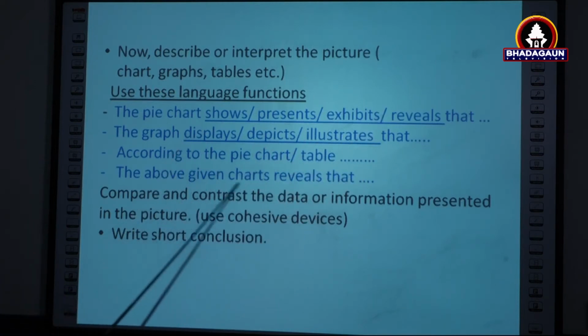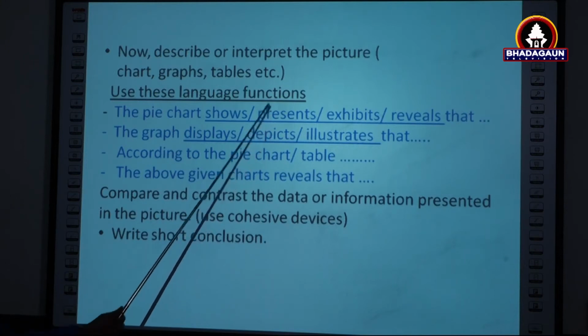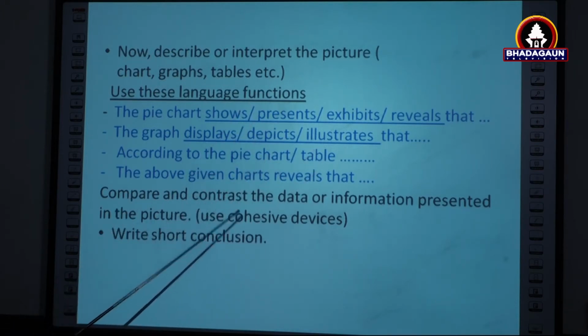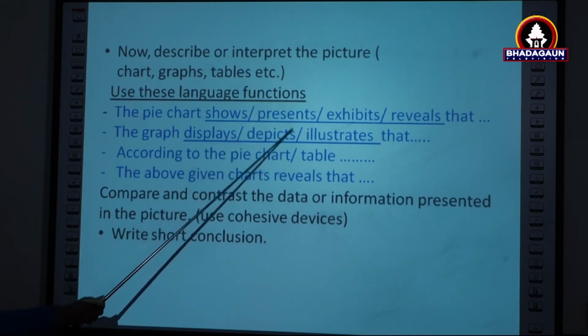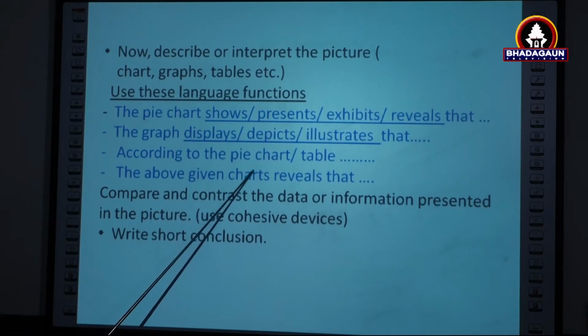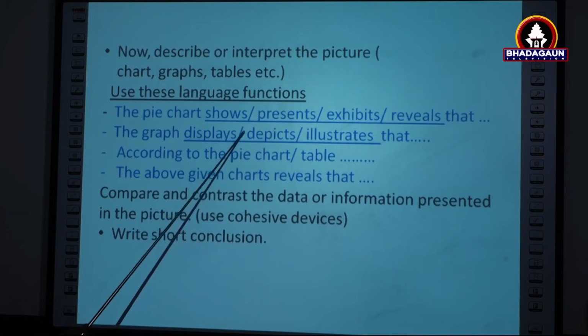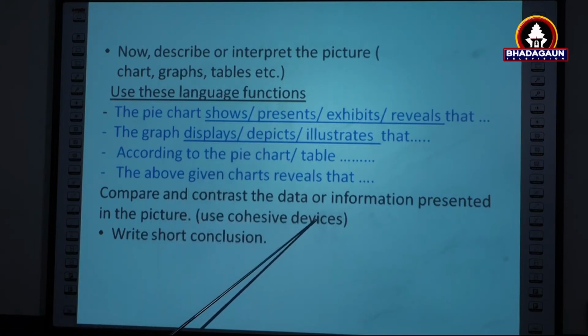So basically these structures, these language functions, are used to illustrate, describe and explain the para-orthographic text. Using all these structures, whatever you see in the picture, you interpret and write. Finally, our duty is to compare and contrast the data or information presented in the picture. When you compare and contrast data or information presented in the para-orthographic text, you use these language structures as well as some cohesive devices.